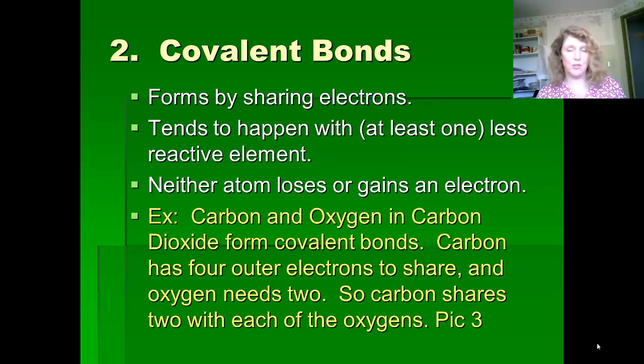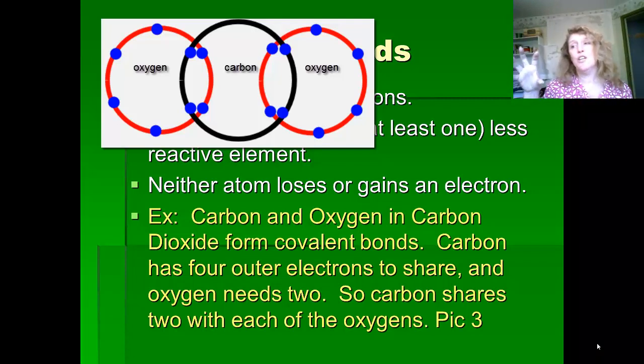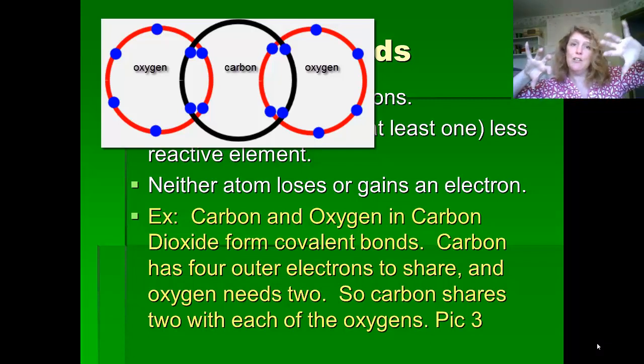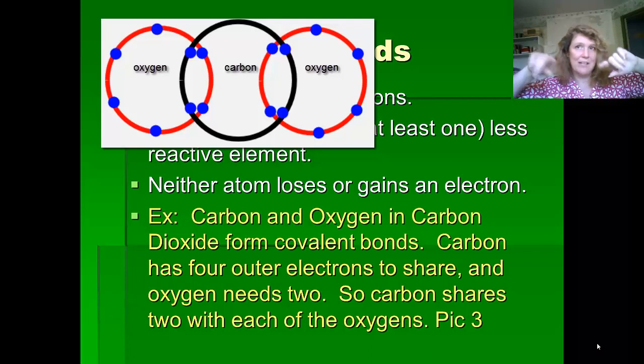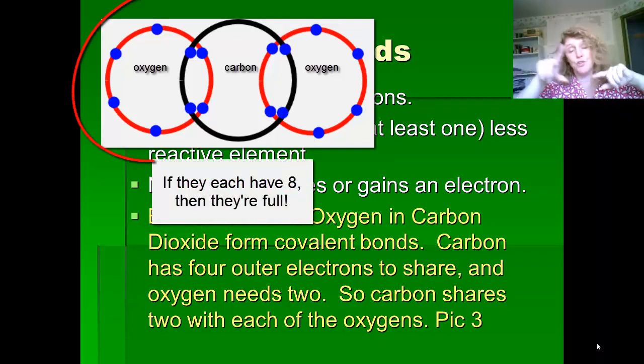For example, and you don't have to write this down, carbon and oxygen in a carbon dioxide molecule form covalent bonds. Carbon has 4 outer electrons to share. Oxygen only needs 2. So this oxygen over here is going to share 2 of carbon's, and this oxygen over here is going to share 2 of carbon's. It's not taking carbon's, it's kind of doing a figure 8 around both of them now. So they're shared.